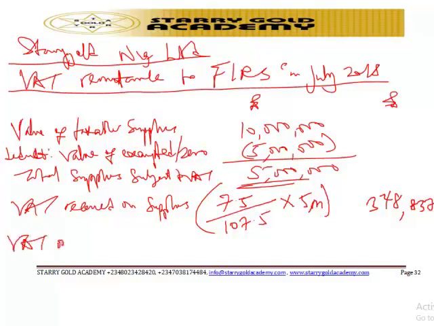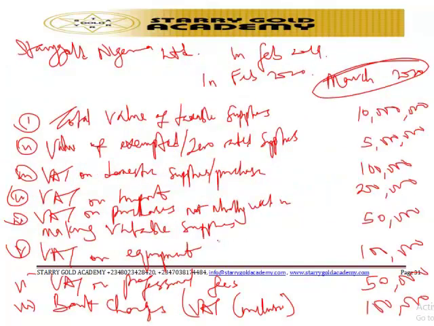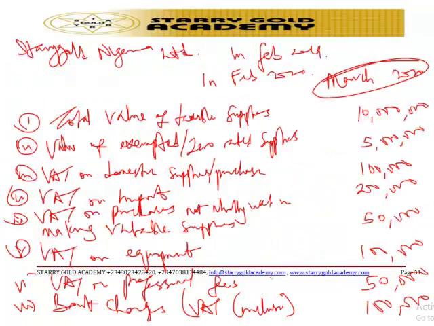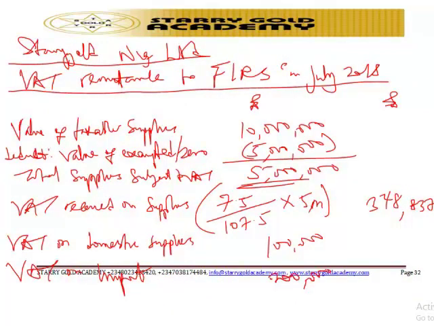Then you have VAT on domestic supplies. How much is our VAT on domestic supplies? Our VAT on domestic supplies is 100,000 naira. So we have VAT on imports. Our VAT on imports is 200,000 naira. Okay, so this gives us a total of 300,000 naira.